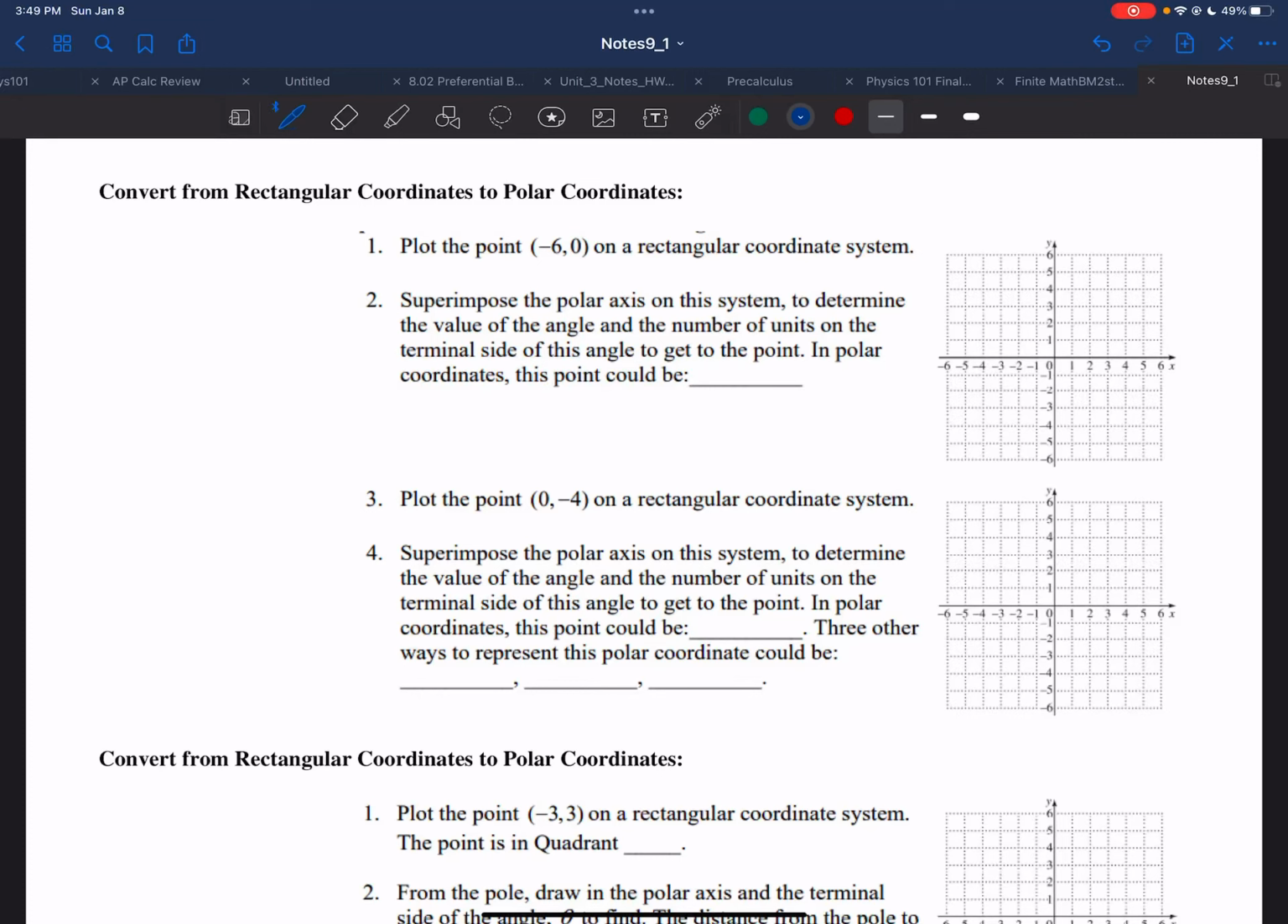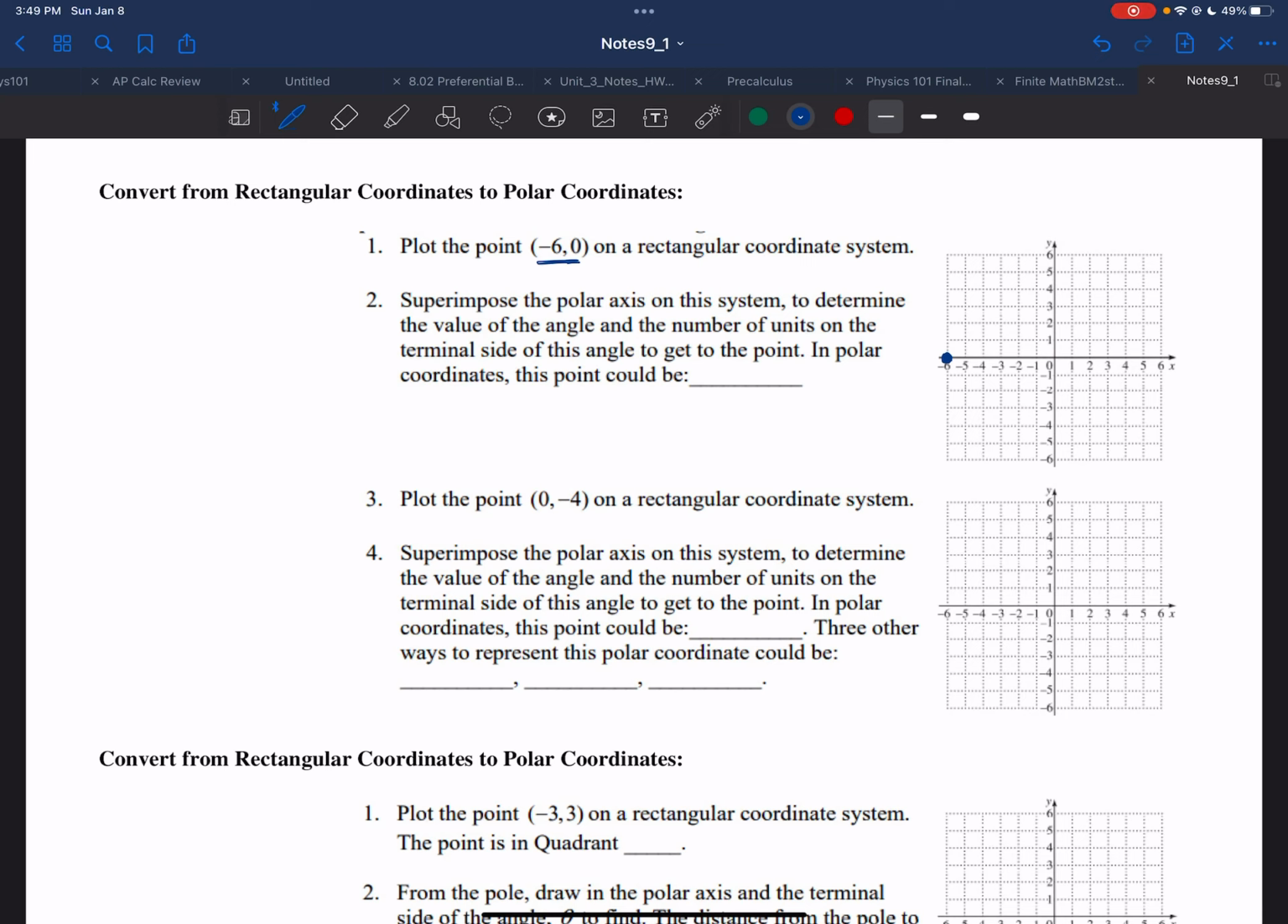All right, here we are on page 3. And on this one, we're going to take rectangular coordinates and convert them to polar coordinates. And we just did that at the very, very beginning of this lesson, so it shouldn't be too difficult. So this is a rectangular point, -6, 0. So I'm going to go ahead and plot that. So that's -6 on my x and 0 on my y.